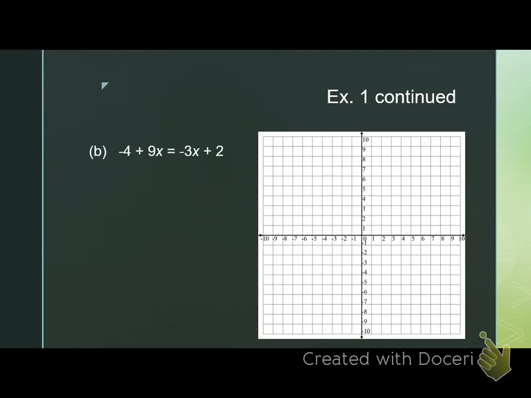Now I want you to work letter B with your partner and see what you guys can come up with. Write the two equations, plug it into Desmos, and then copy it onto your graph paper.